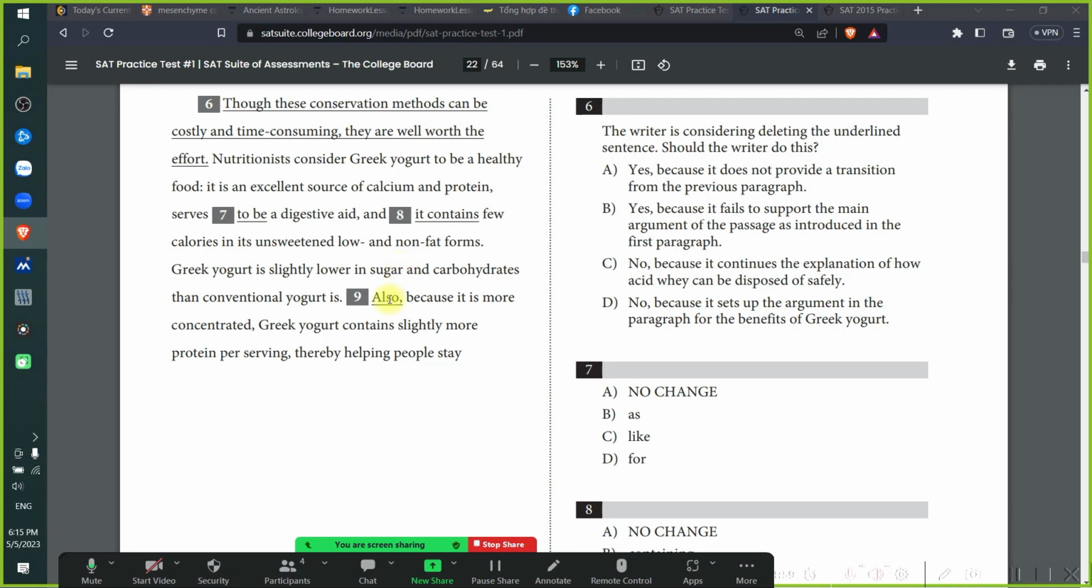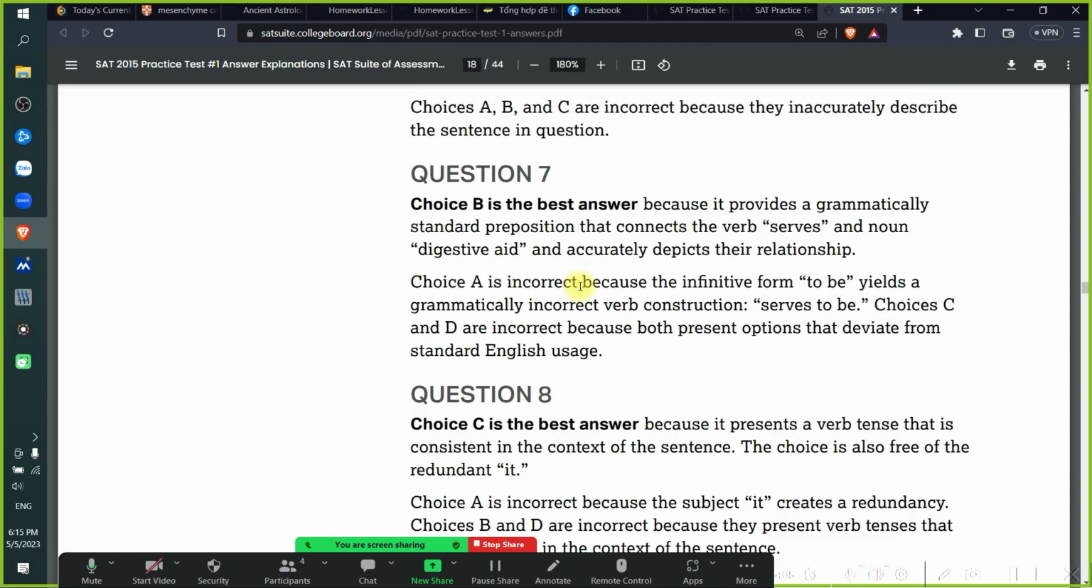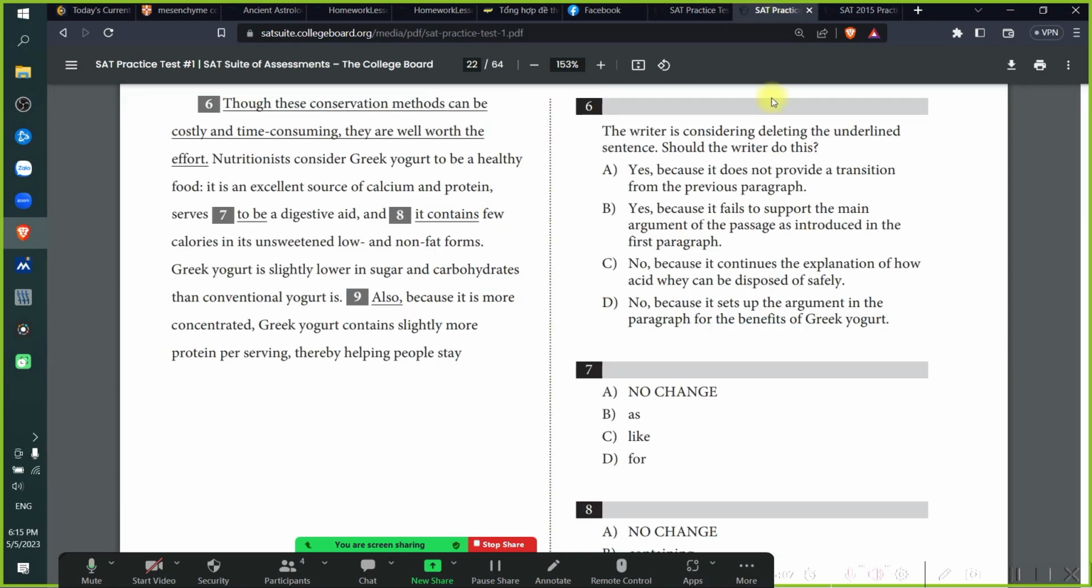Remember, like is very spoken language. So what can be used here? 7, they say be, isn't it?